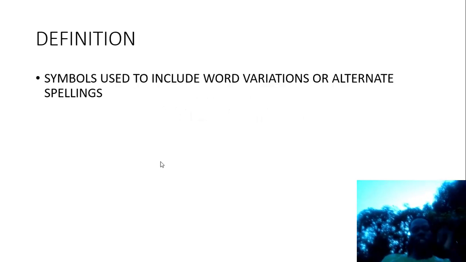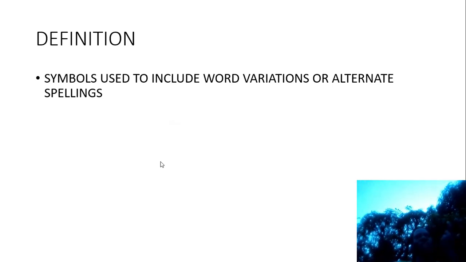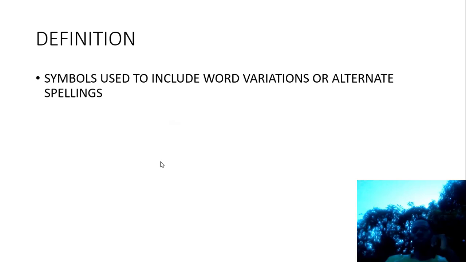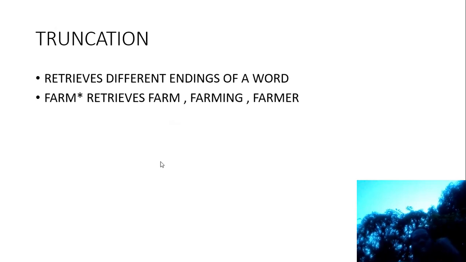And the definition: these are the symbols used to include word variations or alternate spellings. I don't think this needs much of an explanation, but the symbols include word variations to show how words vary, or words that might have the same pronunciation but different spellings. So this is what we use to differentiate them. Majorly, truncation just retrieves the different endings of a word.